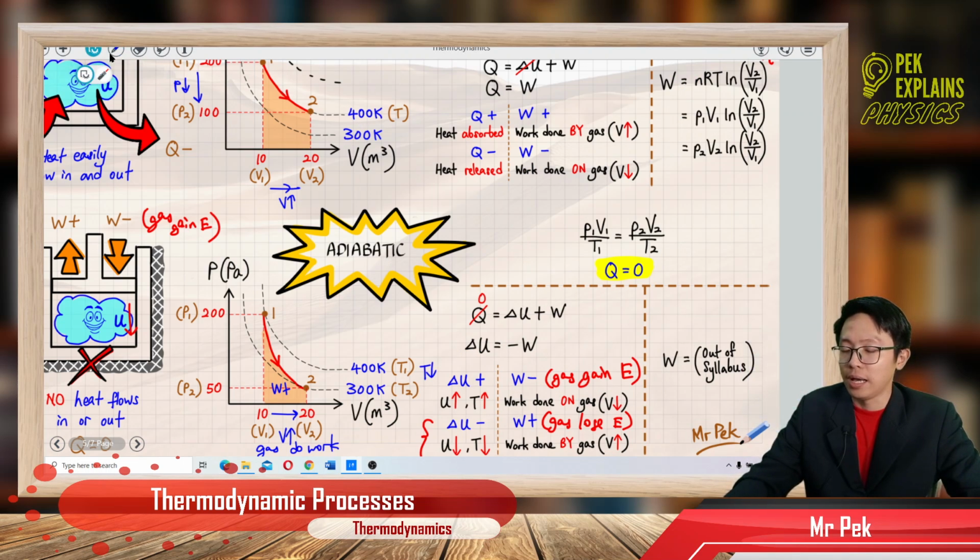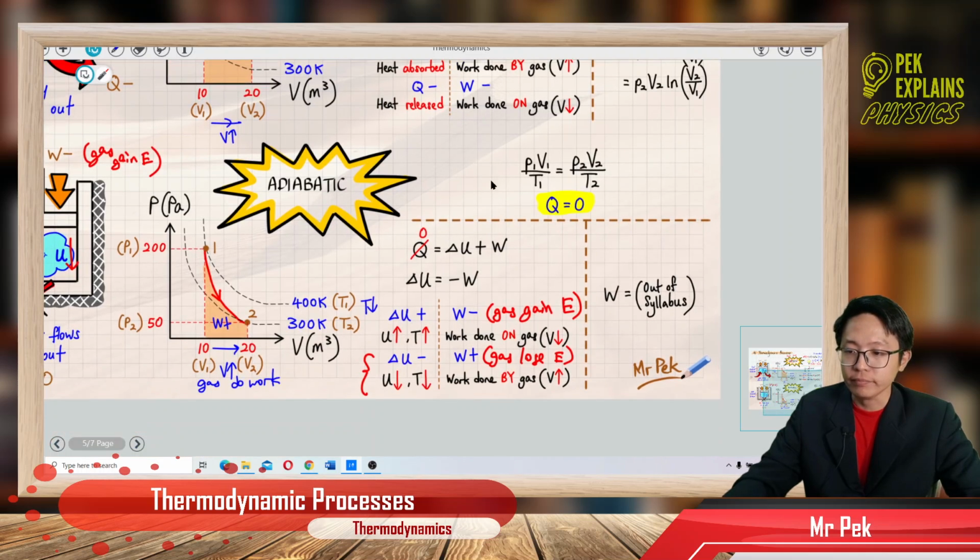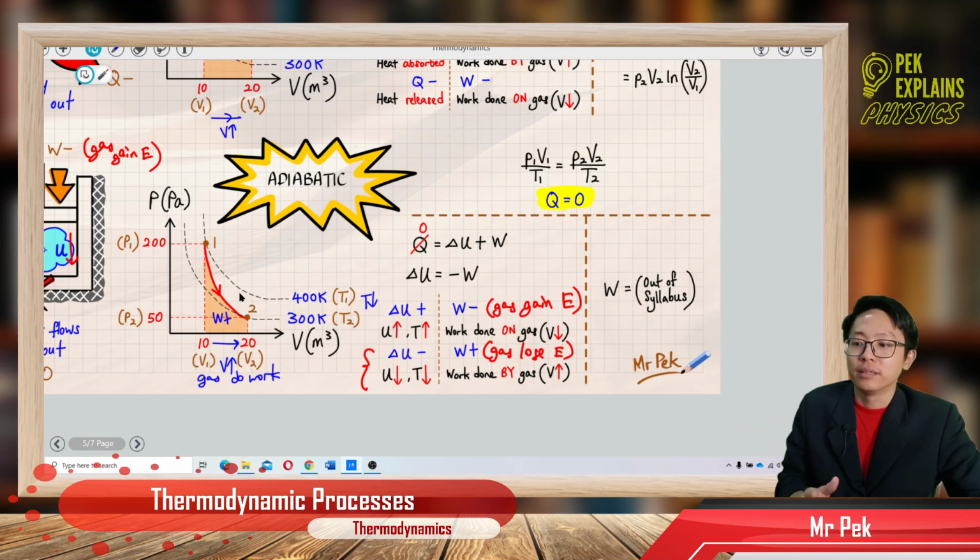Now, the last one, the work done. For the adiabatic process, it certainly has work done because it has an area under the graph. You see that? It has an area under the graph. But in the matriculation syllabus, it is out of syllabus. We don't study how to calculate the work done for the adiabatic process. It is out of the matriculation syllabus.